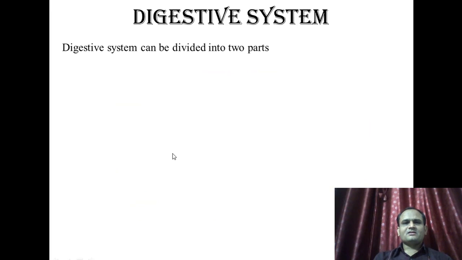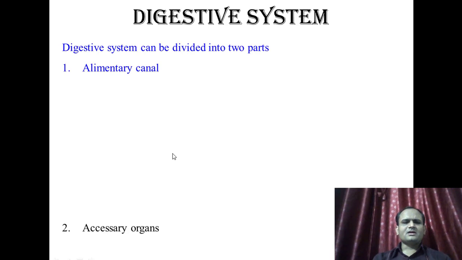And the next one, as far as the introduction to the digestive system is concerned, we can divide the digestive system into two parts. The first one is the alimentary canal, and the second one is the accessory organs. Whenever someone asks you what the components of the digestive system are, you must list the parts of the alimentary canal as well as the accessory organs. Our alimentary canal starts with the mouth.